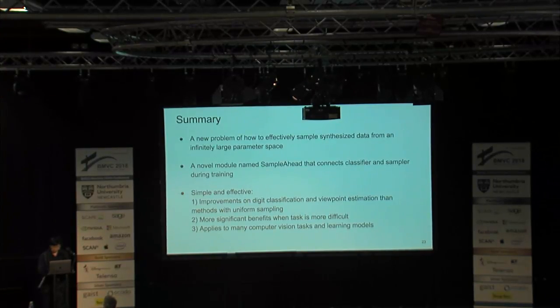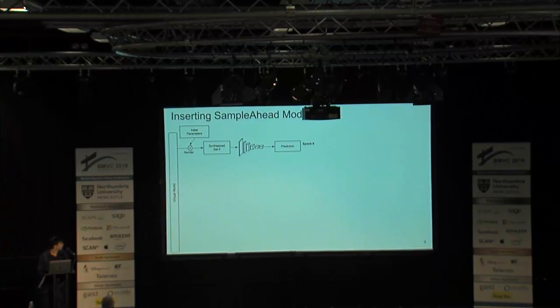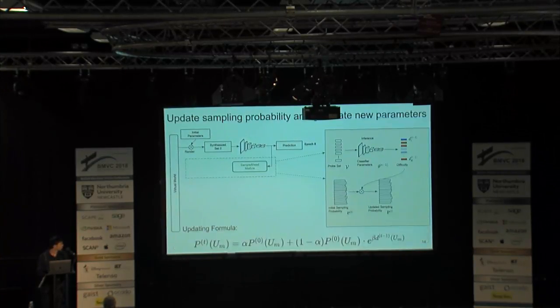I think I can come back to the updating formula. Here we control the sample rate from the difficult examples and the initial examples by alpha. Here alpha we set to be 0.9, which means we don't want to change the distribution too quickly, to prevent overfitting.